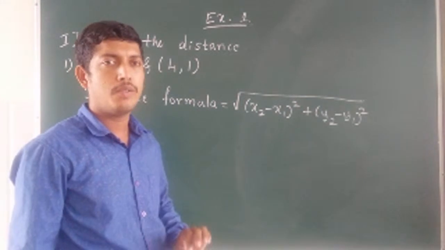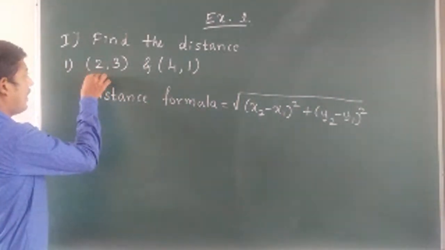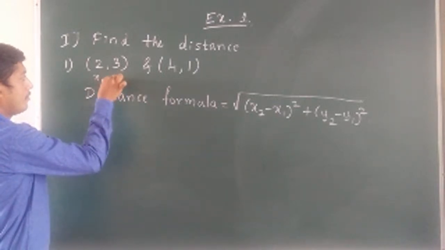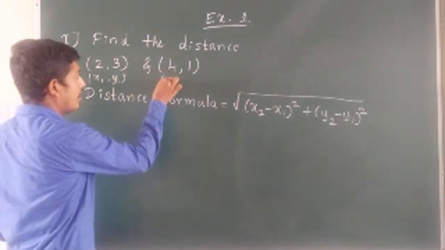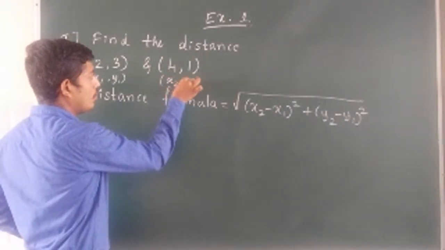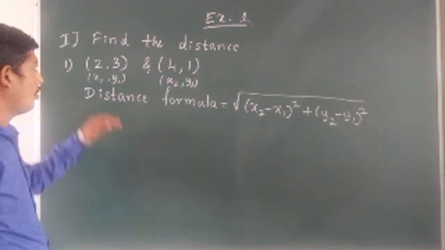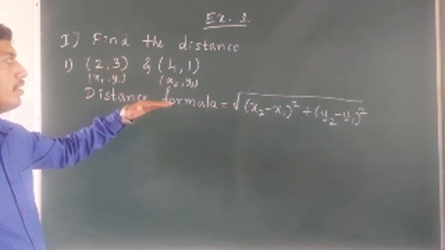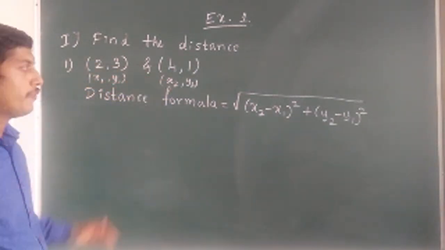Then you have to take a pencil and write lightly here. This is x1 value, this is y1 value, and this is x2 value, and this is y2 value. So for the first point you have to consider x1 y1, and for the second point you have to consider x2 y2. Now we will solve this.